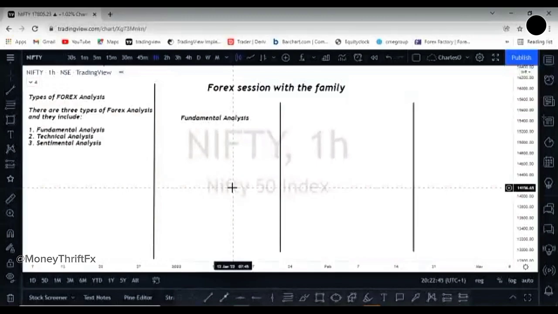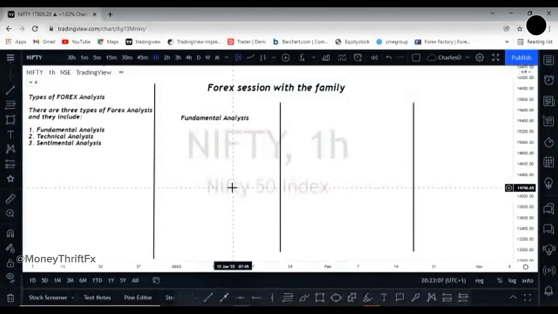So there are three ways in which traders, or people that trade forex, access the market. And these three ways include the fundamental form of analysis, the technical form of analysis, and then the sentimental form of analysis. The goal of all this analysis is to say, okay, the market is moving this way, I want to buy at this particular point. So how do I identify where I buy from?